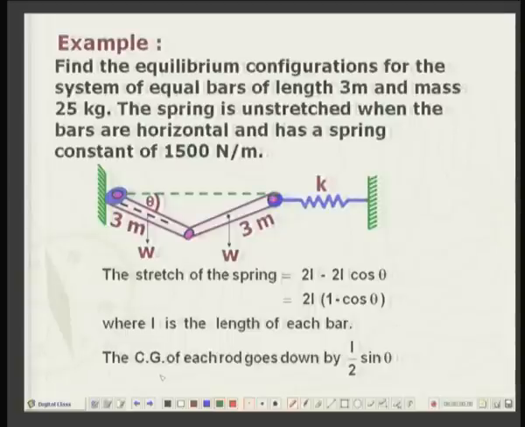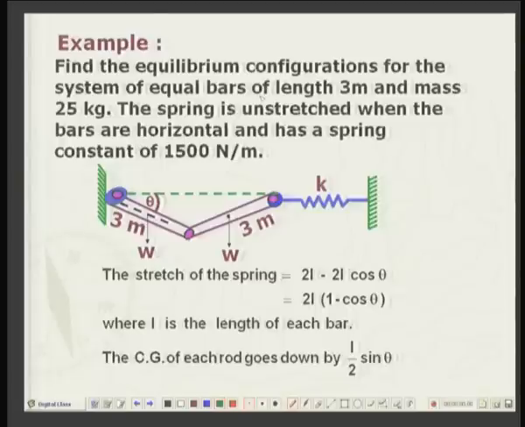Let me go to a slightly more complex problem. This problem consists of two rods, each of length 3 meters and weight 25, mass 25 kg. All right, and there is a spring attached to one of the rods. The other rod is attached to a fixed support, and the spring is also on the other end attached to a fixed support. So this distance is fixed between these two supports.